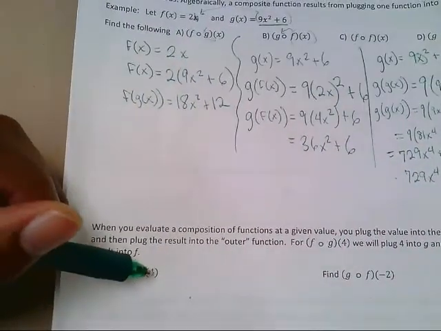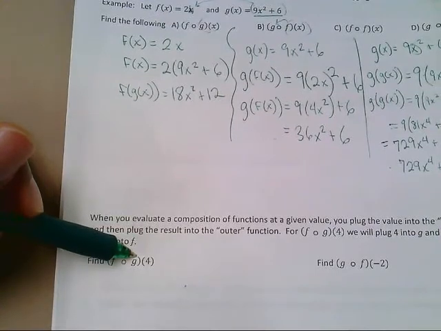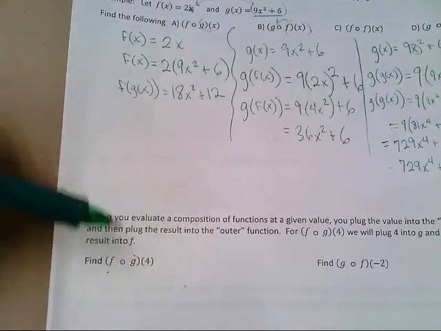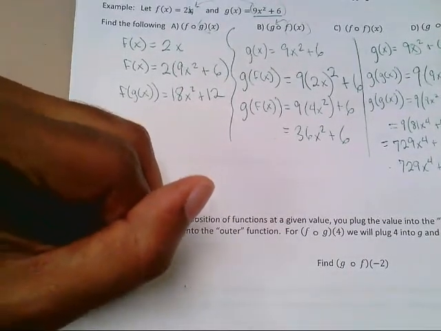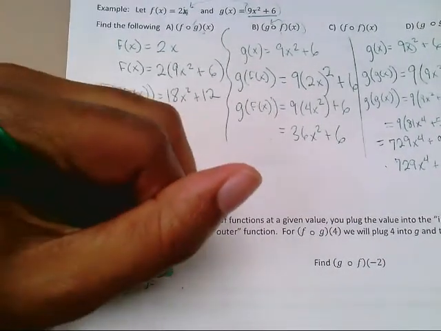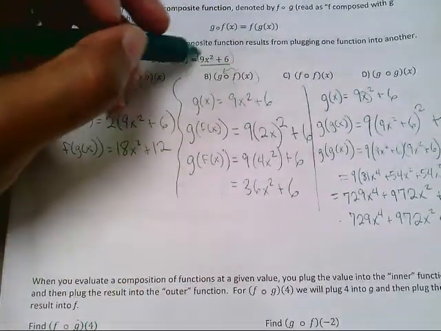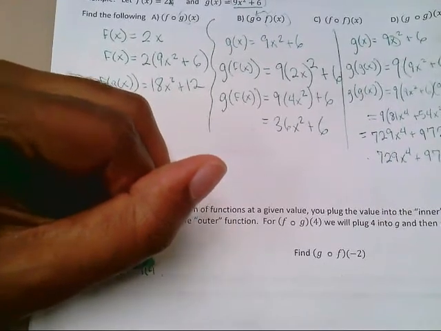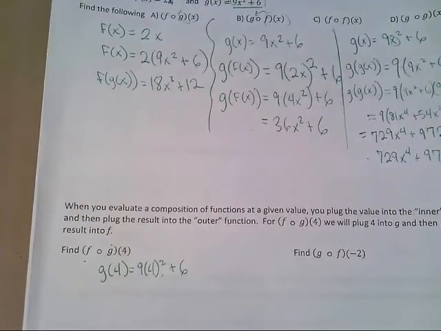So here, we're going to plug 4 into the g function first. Whatever that answer is, we're going to plug that into the f function. So first we need to find g of 4, and we're going from our original functions that we had up here. This will be 9 times 4 squared plus 6.